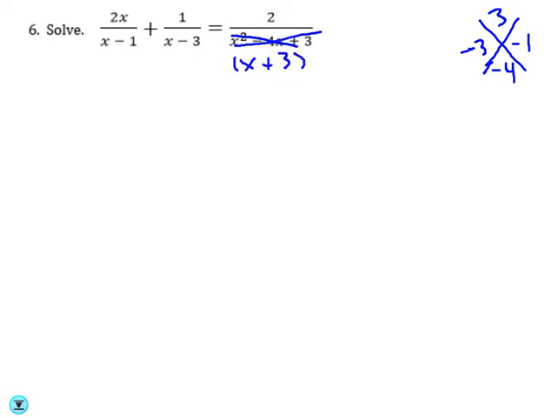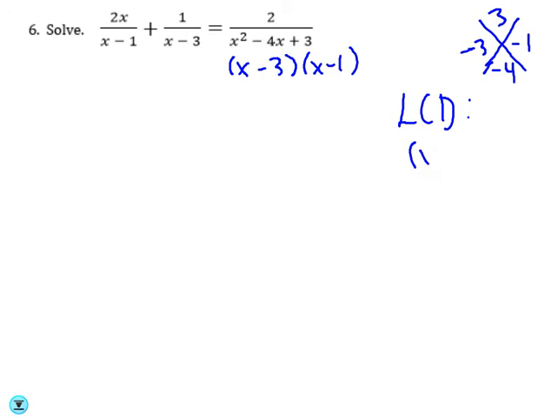So x plus 3 and x, sorry, that was a minus, wasn't it? Let's try that again. Be careful with your negatives. x minus 3 and x minus 1. So now we can clearly see that our LCD for all the denominators is going to be a combination of that x minus 1, x minus 3, where x cannot be positive 1 or positive 3. Set each of those factors equal to 0 and solve. That's how we get those.